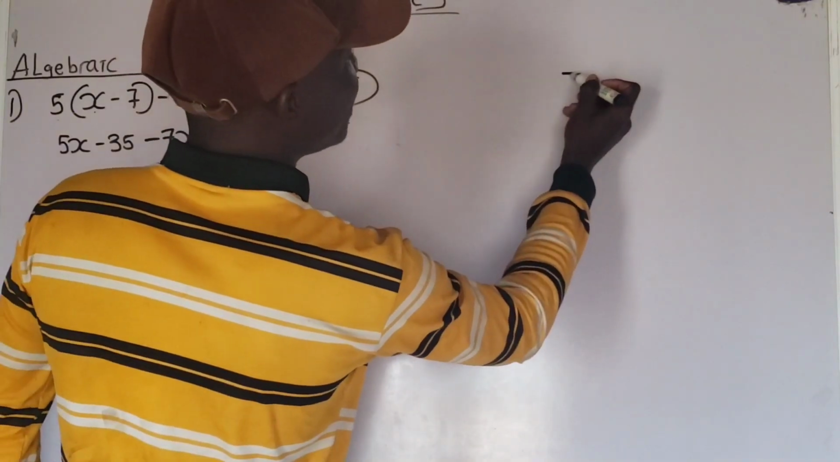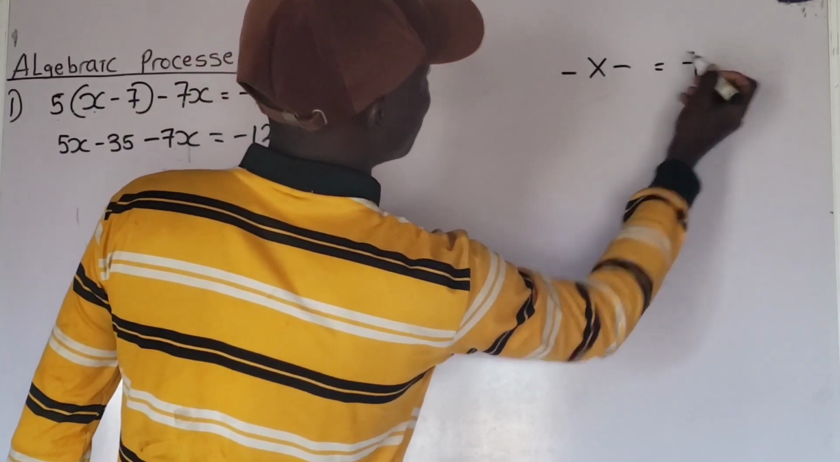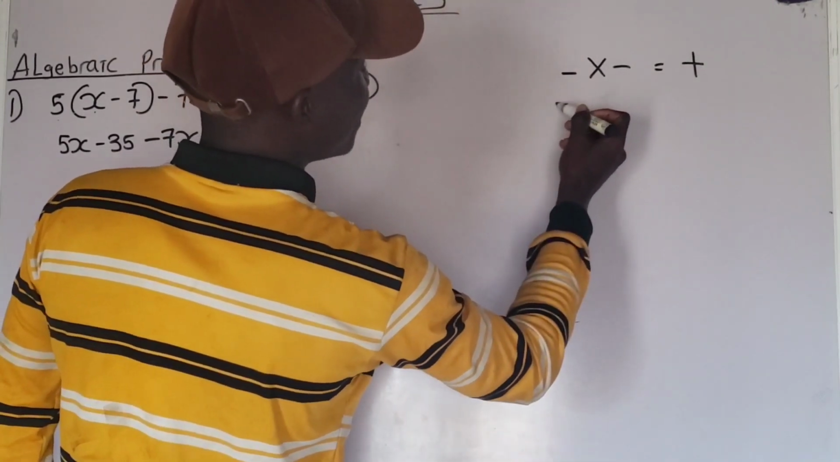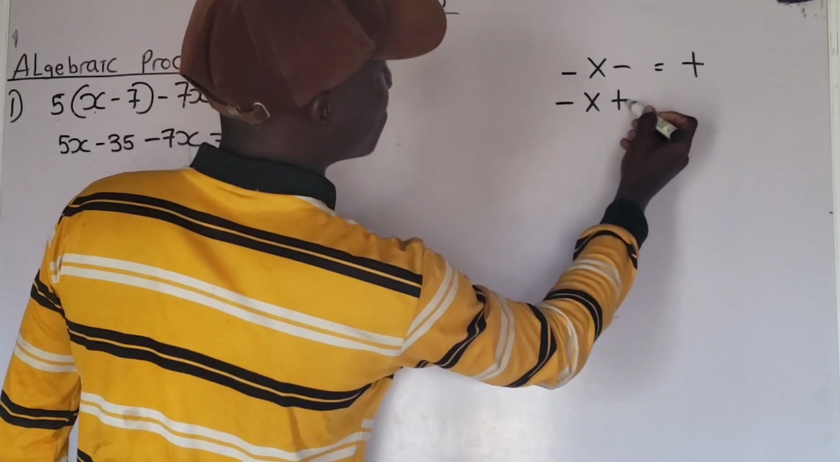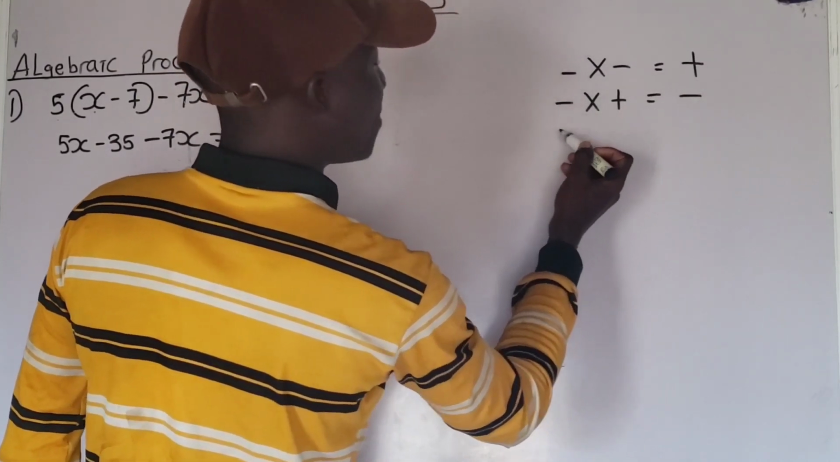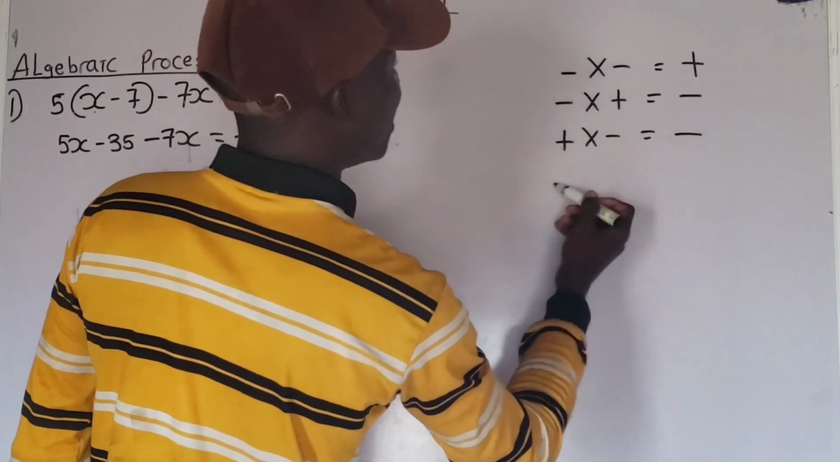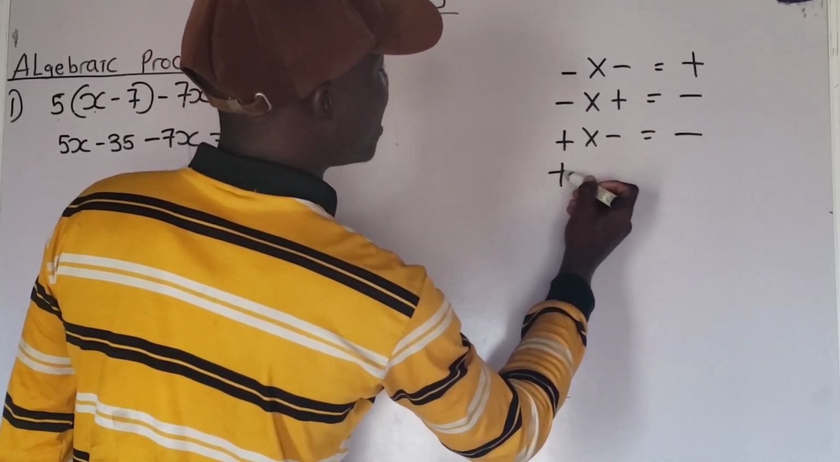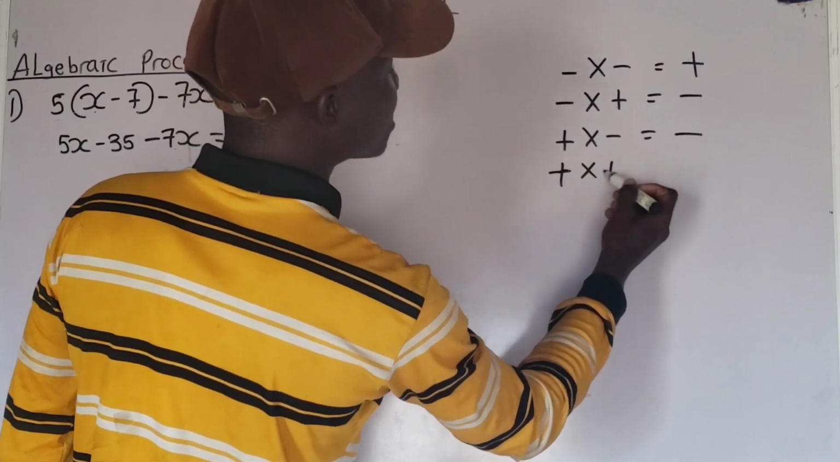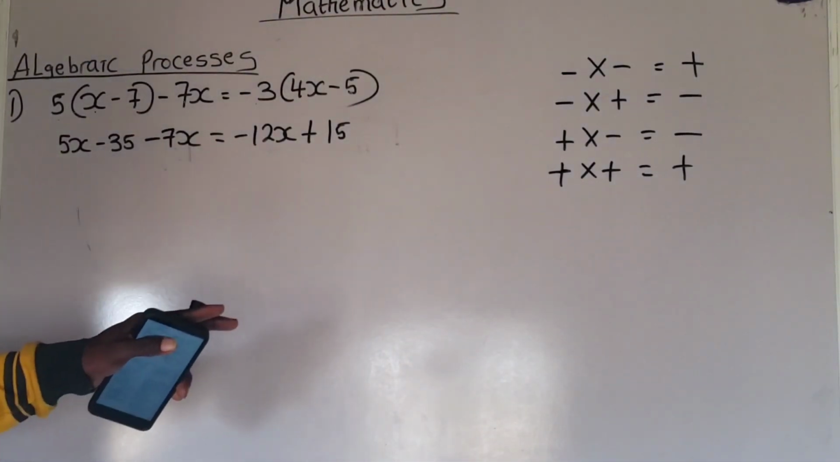If you are multiplying a negative number by a negative number, we are going to have a positive number. Do you understand? If you are multiplying a negative number by a positive number, we are going to have a negative number. If you are multiplying a positive number by a negative number, we are going to have a negative number. And if we are multiplying a positive number by a positive number, we are going to have a positive number. Do you understand?